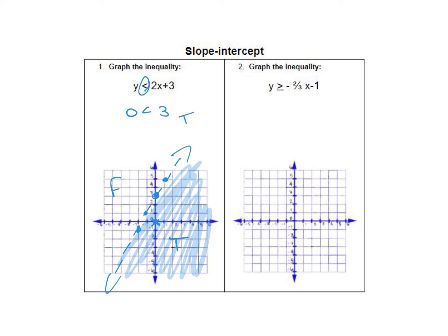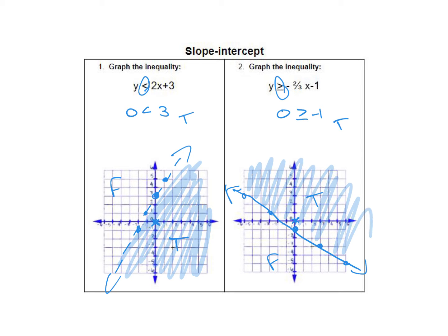If we look at this next one, start at -1. Down 2 over 3, down 2 over 3, up 2, back 3, up 2, back 3. Now, first thing we're looking at here, solid line because it's equal to. And then again, if we test out the 0, 0 point, is 0 greater than -1? That one would also be true, which would make this side false. And remember, we are always shading the true side. Okay, so now we're ready to do a system.